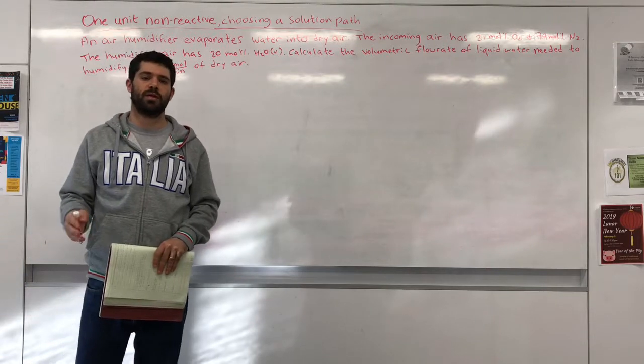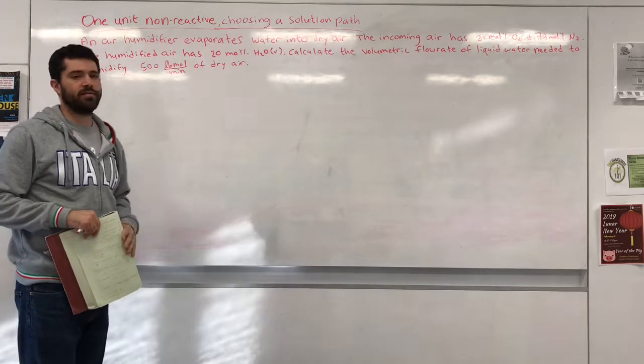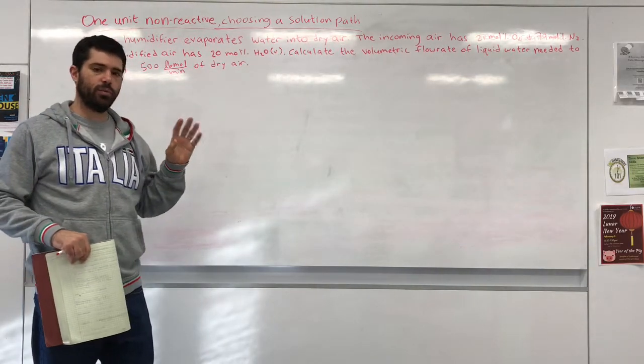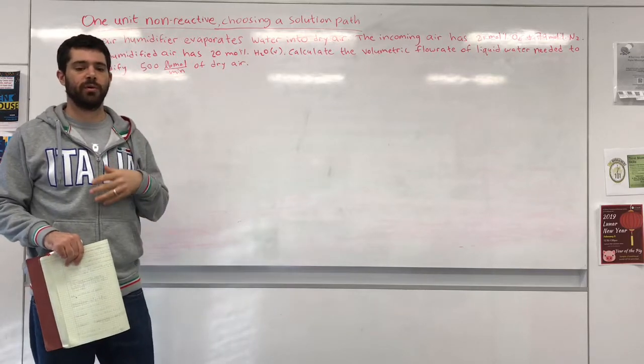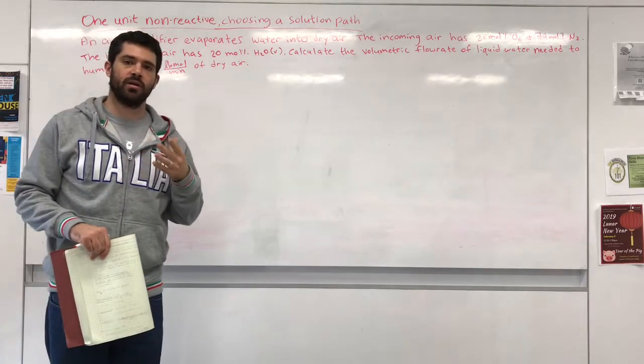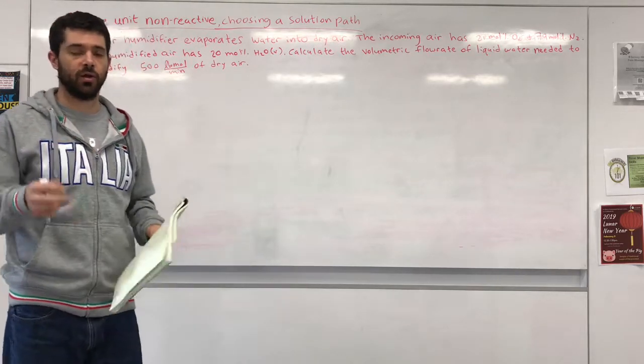This example is again an example of a one unit non-reactive system, but we're going to put more of an emphasis on how to choose a solution path. So this is going to be a little bit more complex and shows us the power of drawing the table of the balances and unknowns.